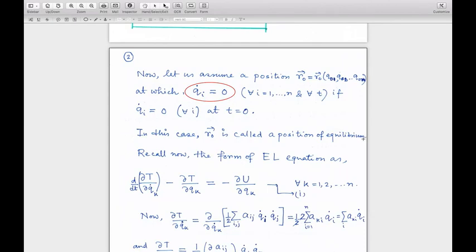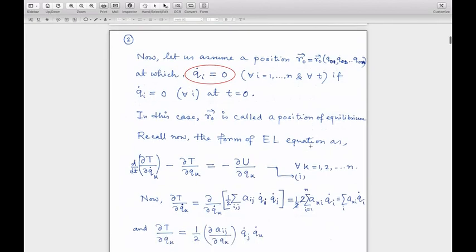So here you remember that we are defining the position of equilibrium without using the concept of force and potential energy till now. We are only using the position and the conditions, constraints or restrictions on position, the generalized coordinates and the generalized velocities. So this is a kinematic definition of the position of equilibrium: if the initial generalized velocity vanishes, then at all later instants the generalized velocity will remain vanished.